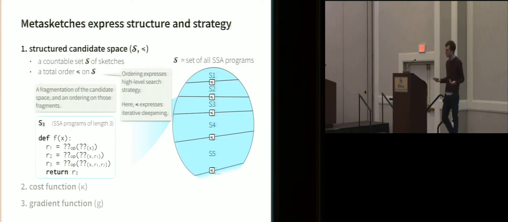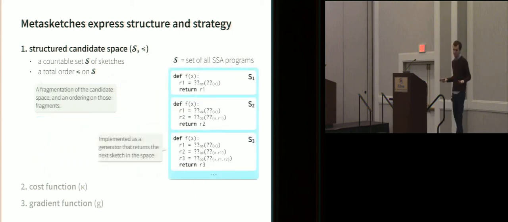complex strategies. Now that we've seen these two parts, a countable set and an ordering on that set, you can kind of imagine how we actually implement this. This is actually implemented as a generator. So the first invocation of the generator gives you the first sketch, the second gives you the second sketch, and so on and so forth. So we have one sketch for S1, one sketch for S2, and so on. So this is the structure.